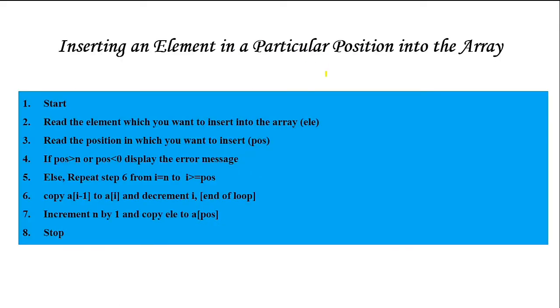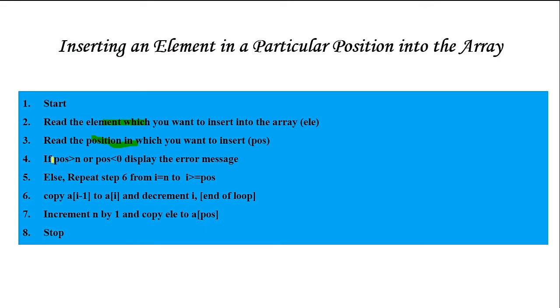Suppose you want to insert the element at a particular position in the array, then this is the algorithm. What do you need to do if you want to insert into a particular position? Suppose you have 4 elements in the array, and you want to insert one more element, not at the 5th position but at the 2nd position. So you read the element which you want to insert, and also you need to read the position at which you want to insert. So you need to read both, right?